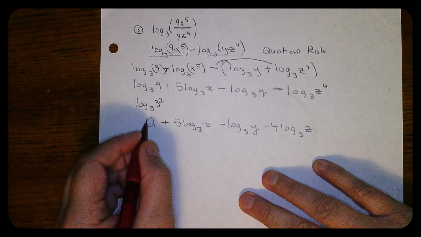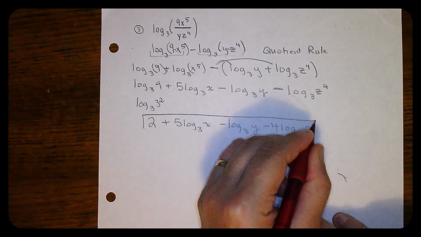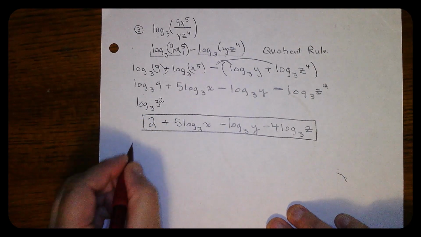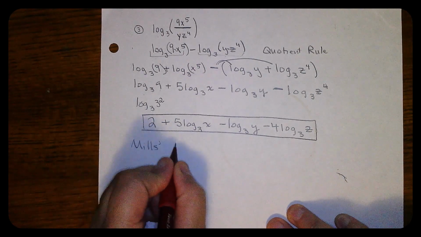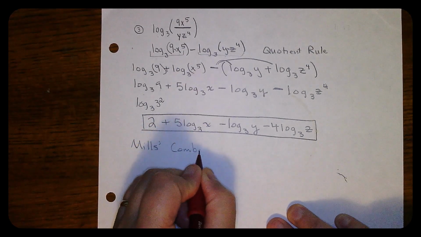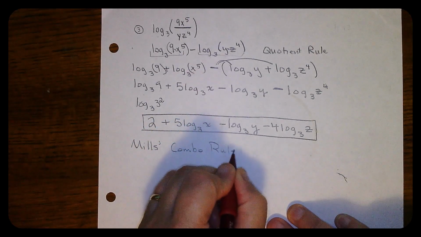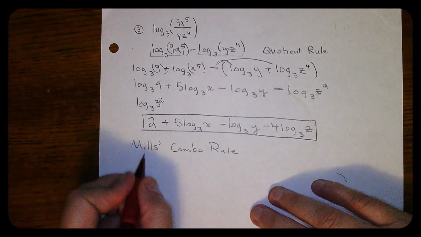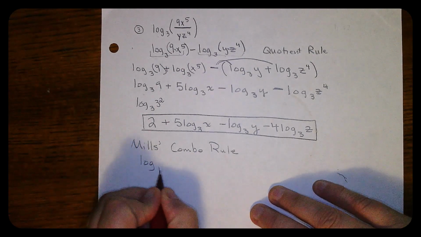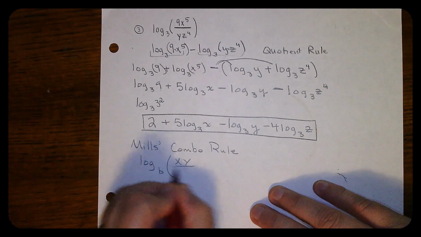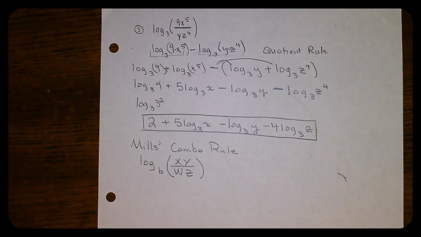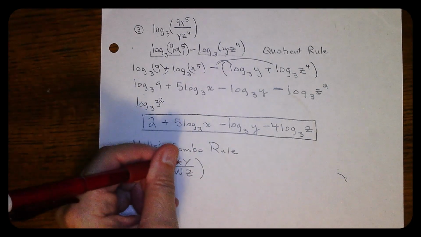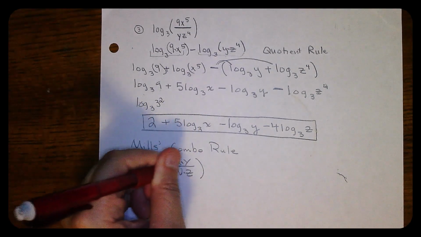All right. Now, are you ready for the shortcut? All right, Miss Mills combo rule. Combo rule. All right. If you have a bunch of, let's call this x, y, w, z. If you have a bunch of products and quotients, so you've got x times y, y times z, and this divided.